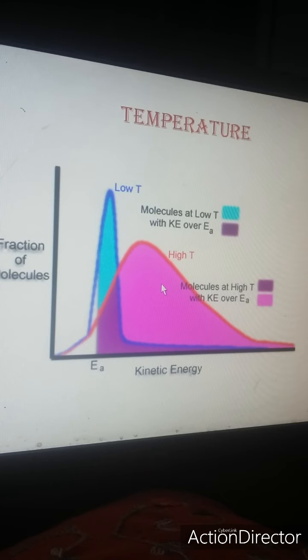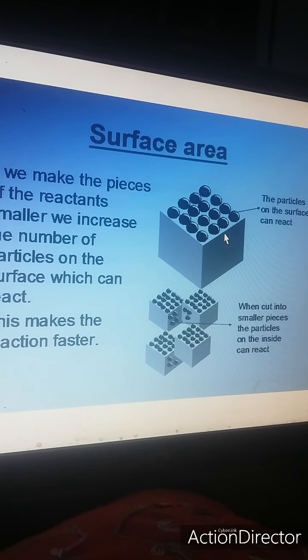So the rate of reaction will be more at higher temperature, because more molecules have energy greater than the activation energy. Next we will talk about the surface area. If the surface area is more, the number of particles on the surface which are able to react will be more. As a result, the reaction will be faster.